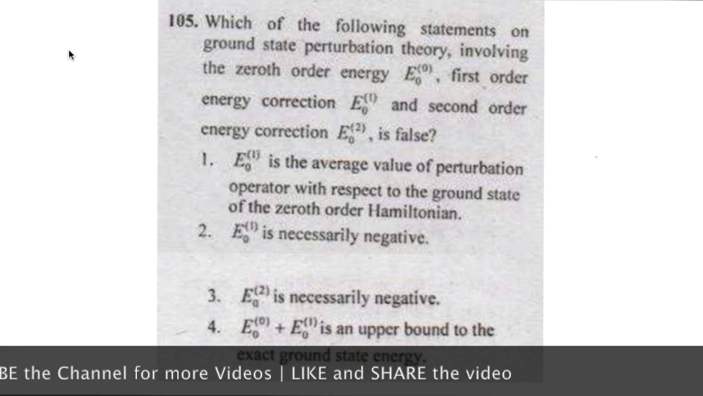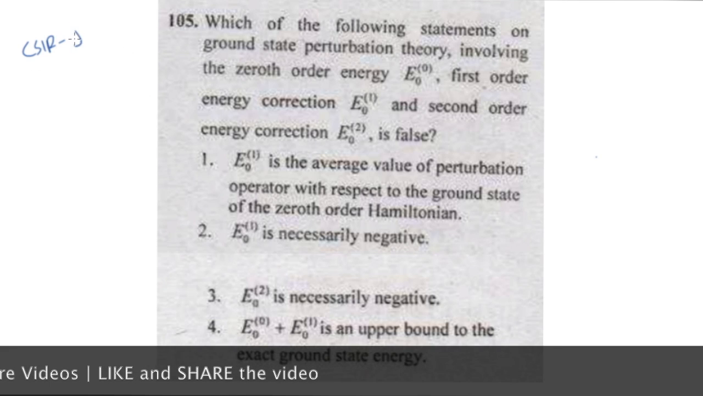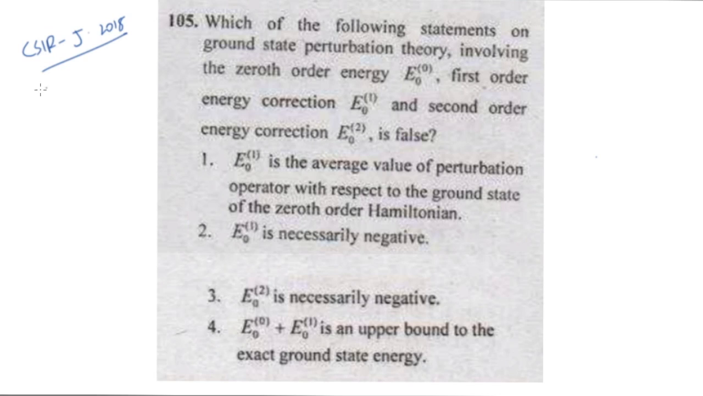Okay, let's take another question and try to solve it. This was asked in your CSIR June 2018, and the question was for 4 marks. It says: which of the following statements on the ground state perturbation theory, involving the zeroth order energy, first order energy correction and second order energy correction, is false? So they are asking about all these three, and they are asking which statement is false. It should always be false. That's what they are trying to ask you.